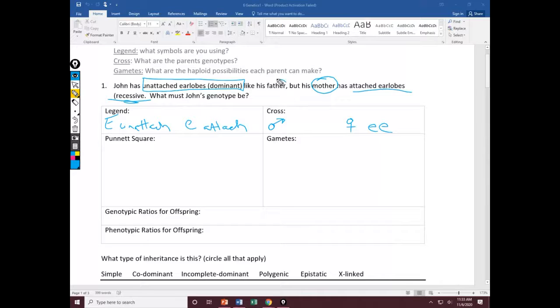Okay, dad has unattached earlobes, so we know his phenotype. So I know dad has to have at least one dominant, right, to get that unattached. What's dad's second allele? What'd you guys put?